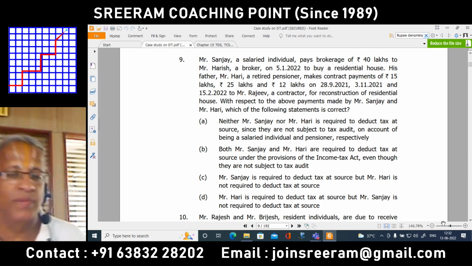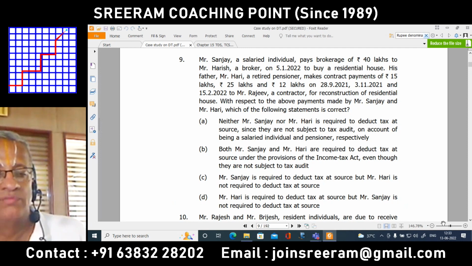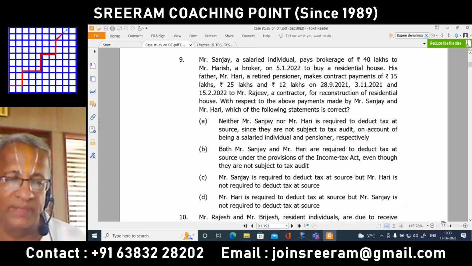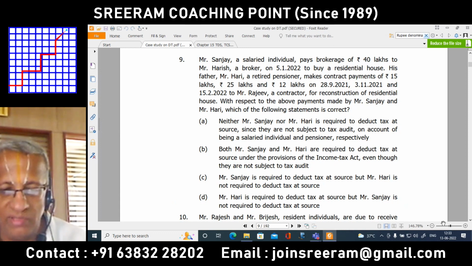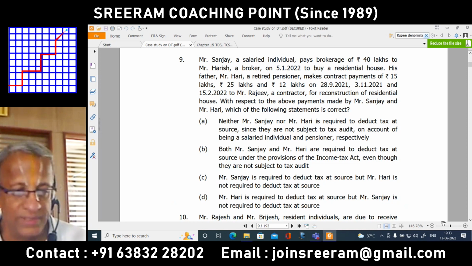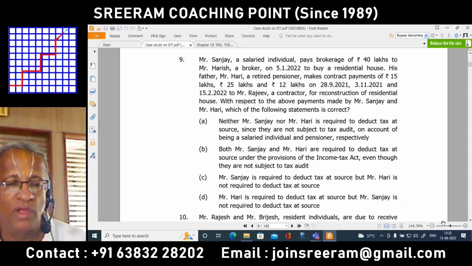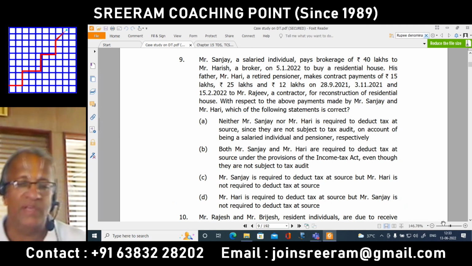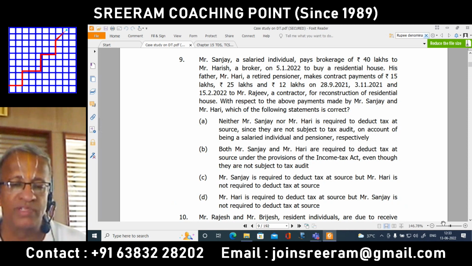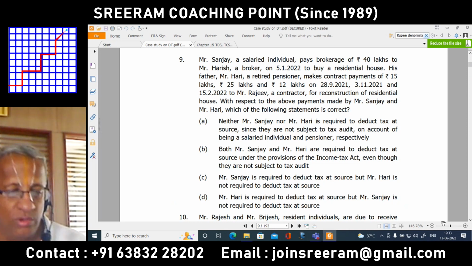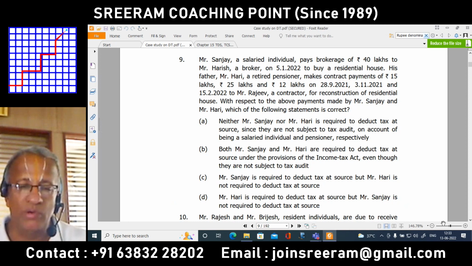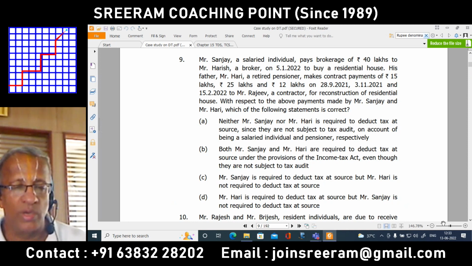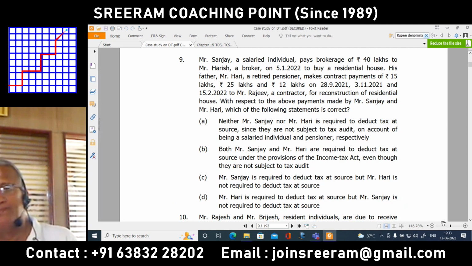With respect to the above payments made by Mr. Sanjay and Mr. Hari, which of the following statements is correct? Neither Sanjay nor Hari is required to deduct tax at source, since they are not subject to tax audit on account of being a salaried individual and pensioner, respectively. Both Sanjay and Hari are required to deduct tax at source under the provisions of Income Tax Act, even though they are not subject to tax audit. Mr. Sanjay is required to deduct tax at source, but Hari is not required to deduct tax at source. Mr. Hari is required to deduct tax at source, but Sanjay is not required to deduct tax at source.